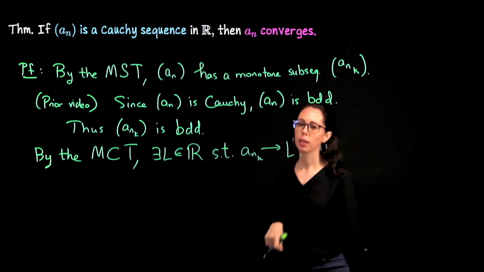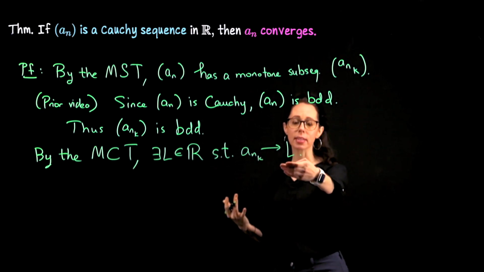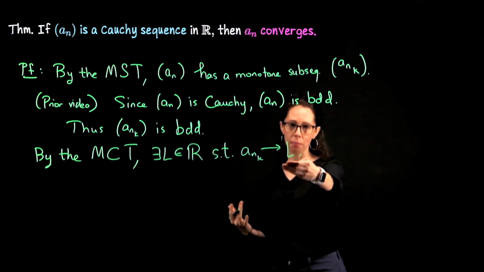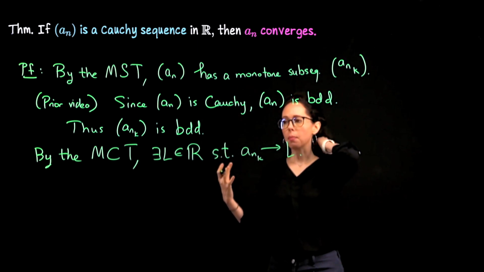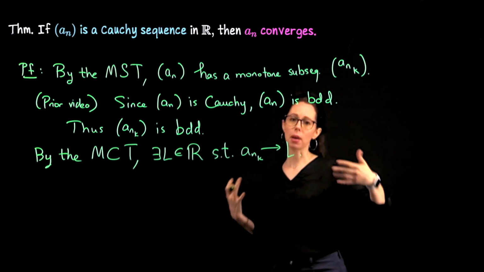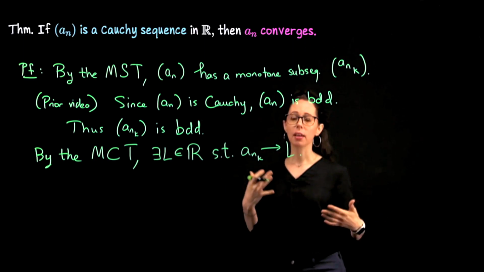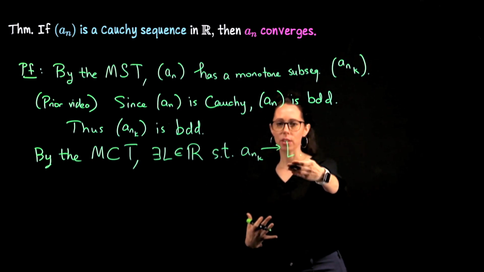Okay. So our bounded monotone subsequence converges, therefore it converges to some limit, and this is the introduction of L. So just from the start, we had no idea where the limit was going to come from, and now we're saying, well, we actually can figure out that this Cauchy sequence must have a convergent subsequence. Let's name its limit L, and then that's how we bring the limit into this proof.